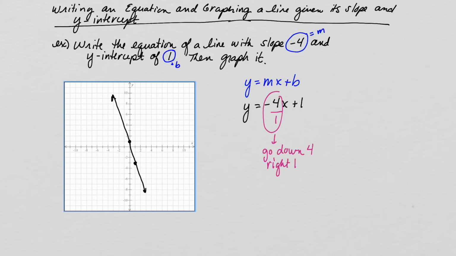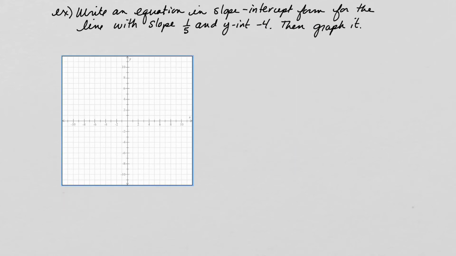So let's try another one. Same thing, it says write it in slope-intercept form. So remember, that is still that y equals mx plus b form. And so here's my slope, so that's the m. And here's the y-intercept, so that's the b.